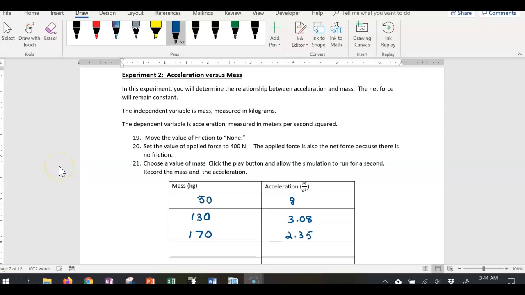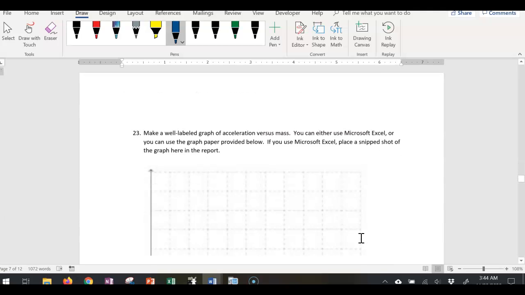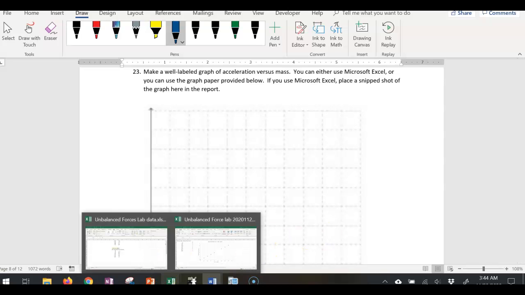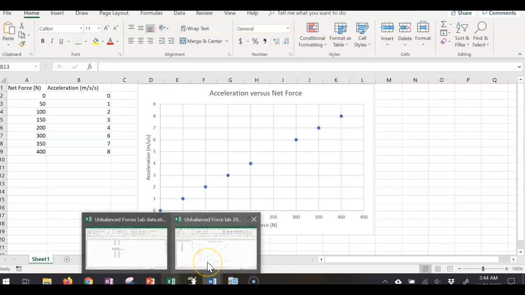Okay, so we are continuing with experiment 2, where we're exploring how acceleration depends on mass when we hold the net force constant. By this point, you should have at least 6 values in the table at step 21. And so we need to make a graph of this data. Now you can use the graph paper that's provided for you, or I'm going to use Microsoft Excel, and you can follow along with me to do that.